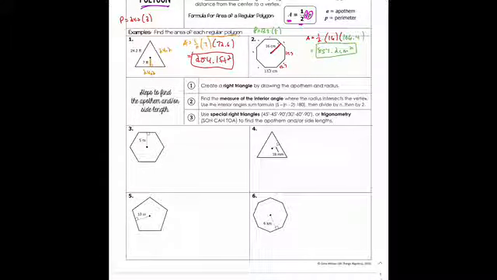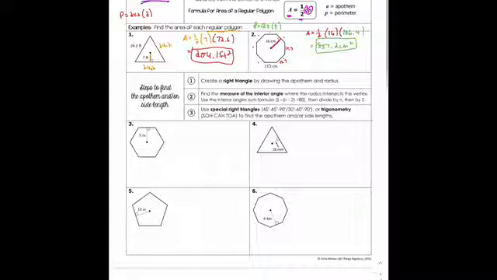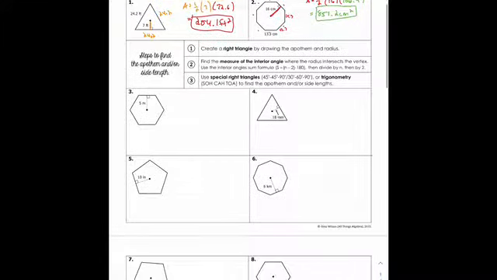Pretty cool. All right, so now there are steps to be able to find the apothem and the side length if one of them isn't given. This is where it gets a little bit tricky. And this is where we're going to need our trig, using our 45, 45, 90 triangles and our 30, 60, 90 triangles. That's one way.